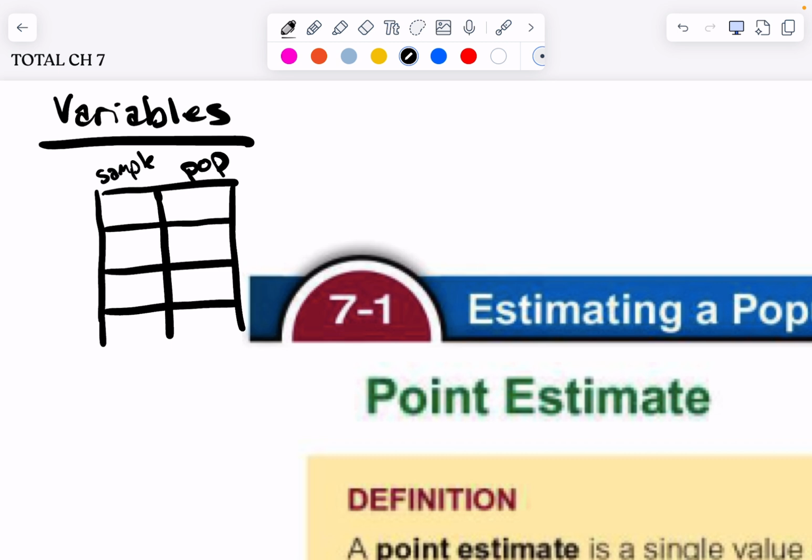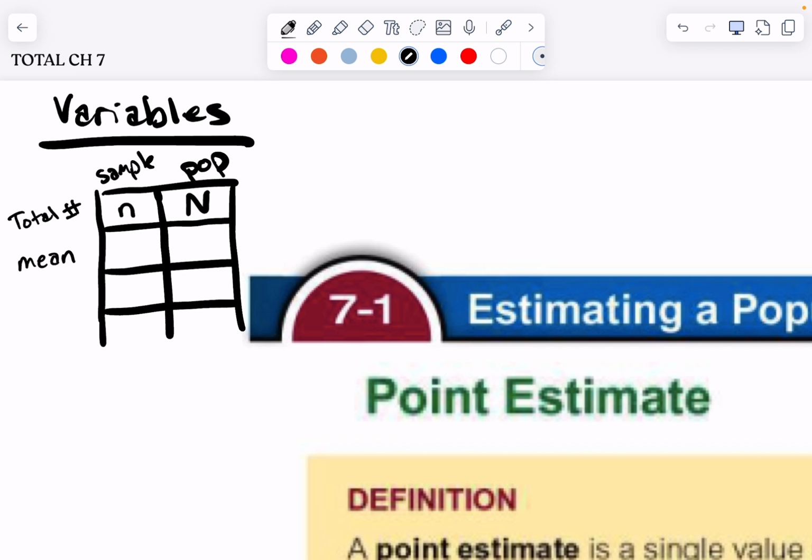One of the very first things that we use is the total number: lowercase n, capital N. Sample is lowercase n, population is capital N. So if you're talking about the number of items or people in your sample, you're using n. Okay, total number.